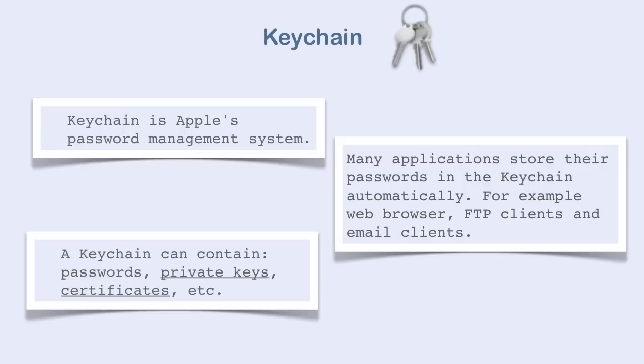What you will use on your side is a program called Keychain Access. Keychain is Apple's password management system, and many applications store their passwords in the keychain automatically. For example, web browsers, FTP clients, email clients, and so on. And examples of information that keychain can contain is passwords, private keys, certificates, etc. And in our case, these two are the important ones: private keys and certificates.